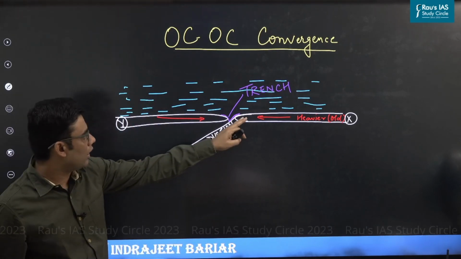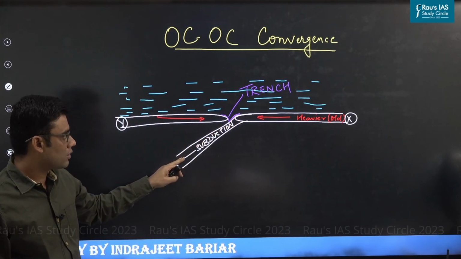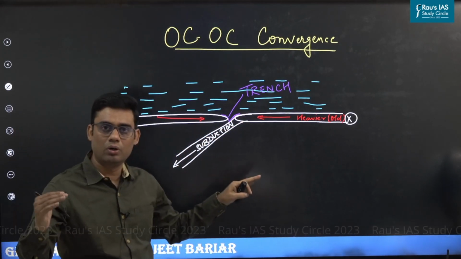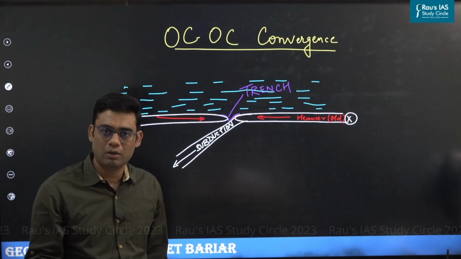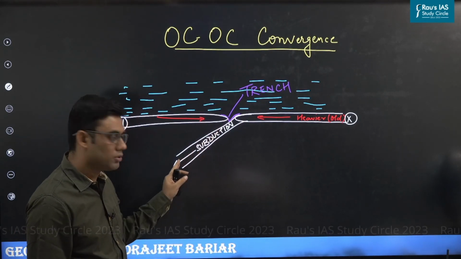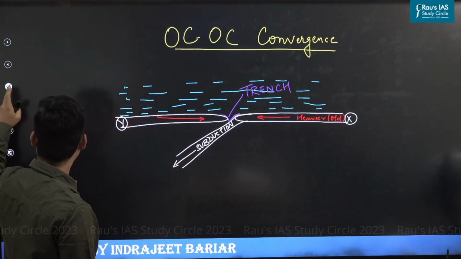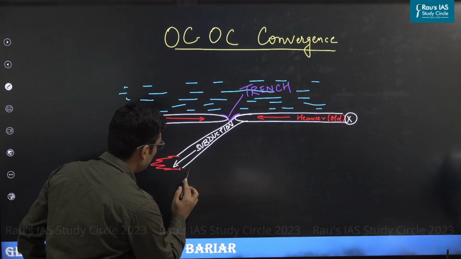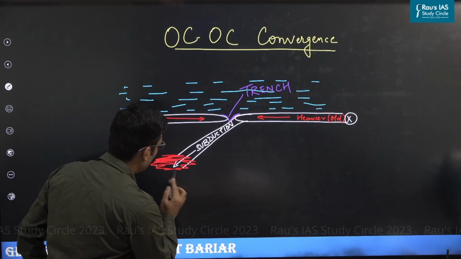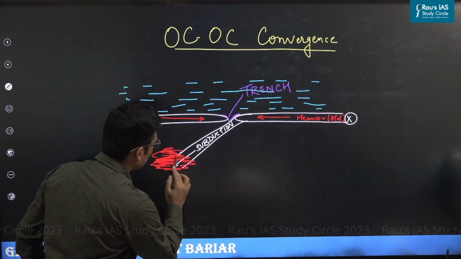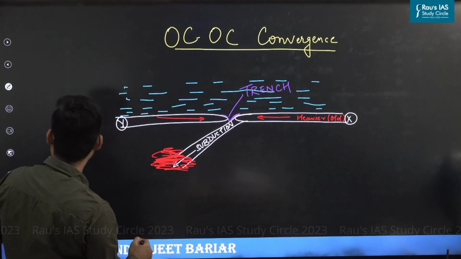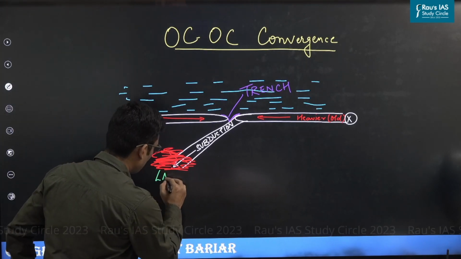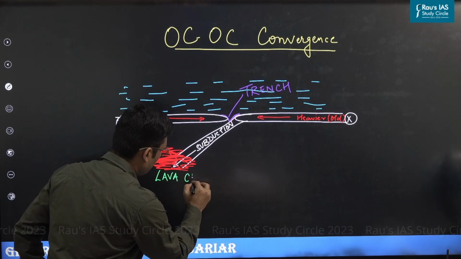In addition to that, as the slab, as the crust X is forced down towards the mantle, the temperature is constantly increasing, and at certain depth what may happen is this crust may melt. So as the crust melts over here, it forms what we can call as lava chamber.